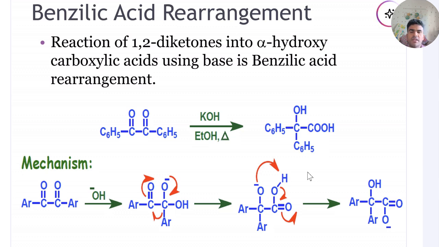Now this is Benzilic acid rearrangement. In this reaction, a 1,2-diketone is converted into an alpha hydroxycarboxylic acid using a base. This is called Benzilic acid rearrangement.